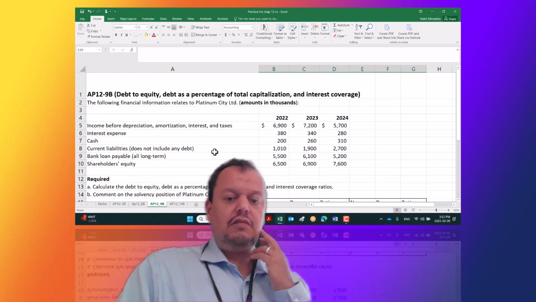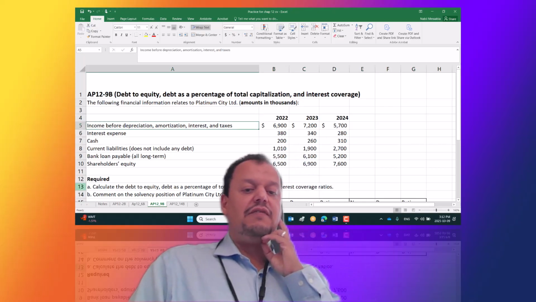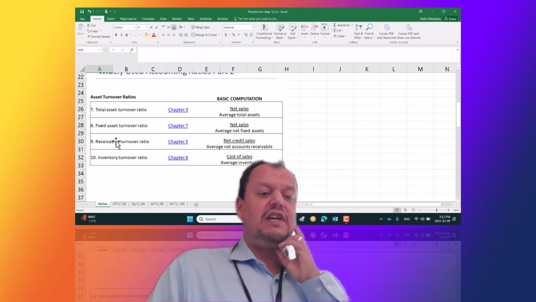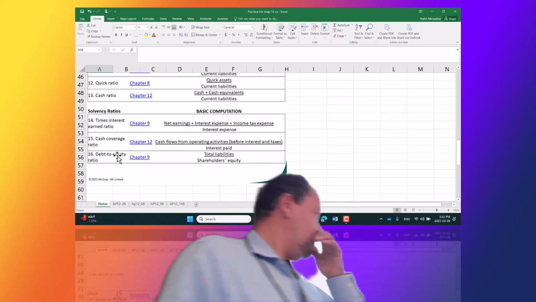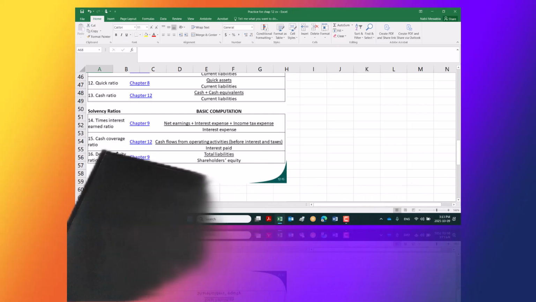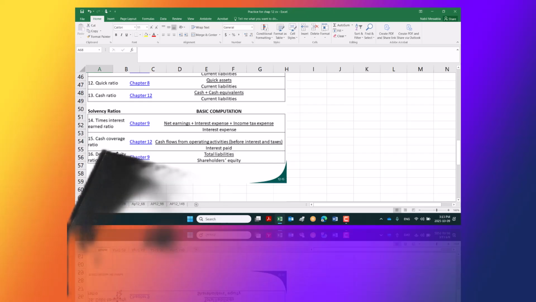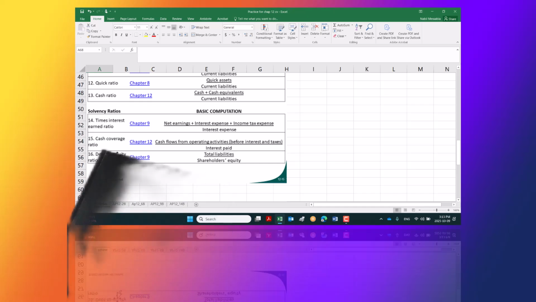Let's look at this practice here. It is about the debt to equity, solvency, and the solvency ratios are here. The difference between liquidity and solvency is that liquidity is short term, solvency is long term. Liquidity is to which extent the company is able to pay on a short term basis its current liability. That is liquidity.